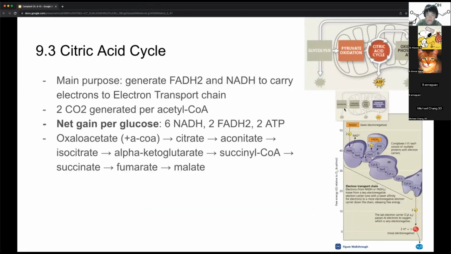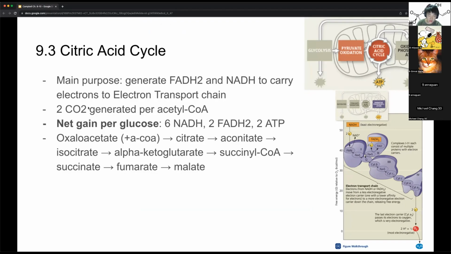It's found in chemicals. So, all right, here's the citric acid cycle. The net gain is also very important: 6 NADH, 2 FADH2, and 2 ATP. If you were to forget everything on this slide, remember one thing: remember the net stuff.